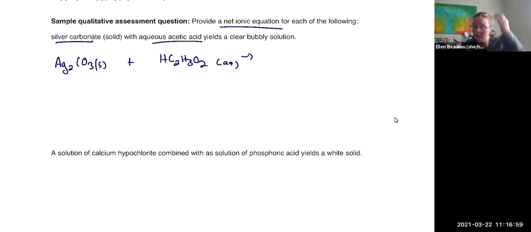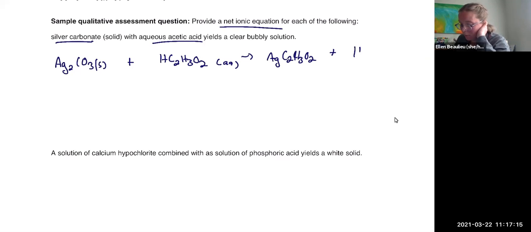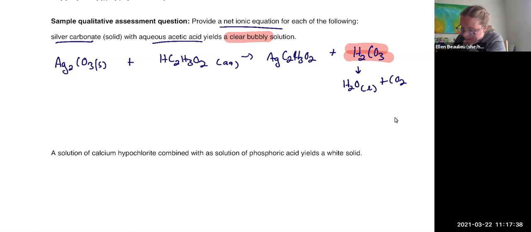Going to do a double replacement. And if I do that, silver is going to react with the acetate. So I get silver acetate. And hydrogen is going to hang out with carbonate. So I would predict carbonic acid, but check this out, folks. Clear, bubbly solution. I need a gas. If ever you predict carbonic acid, this does not hang around that long. It breaks down to form water and carbon dioxide gas.